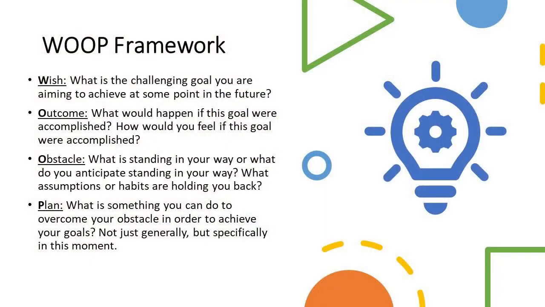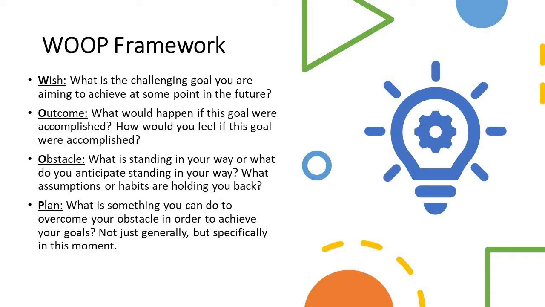Now, in order to do that, we have something called the WHOOP framework. The WHOOP framework asks you to list 4 things: a wish, an outcome, an obstacle, and a plan. Like I was giving the example earlier about my master's degree, that could be, if we're looking at the WHOOP framework, my wish. I wish to get my master's degree by the end of the school year. My outcome: what would happen if this goal were to be accomplished?